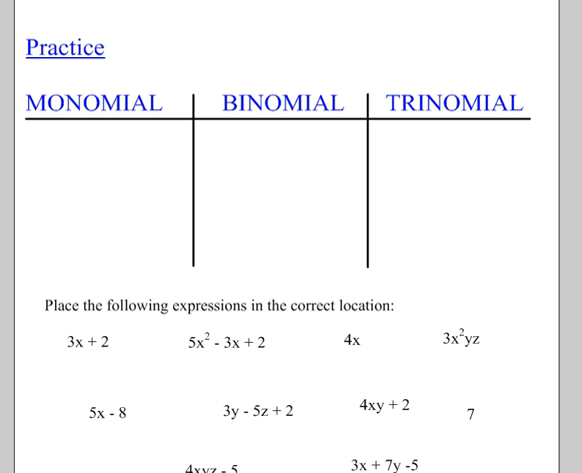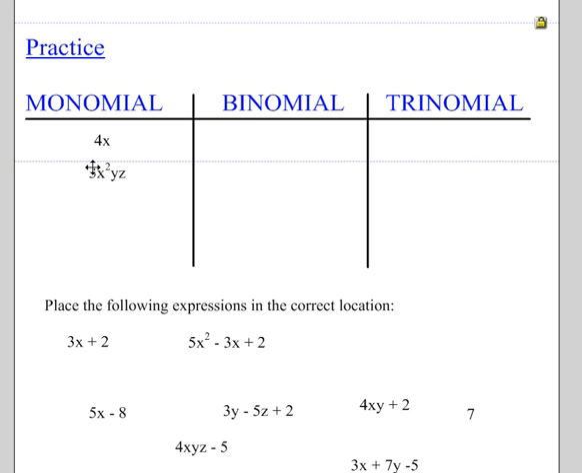So let's practice that. Here, what I want you to do is pause the video, try this on your own, and then check your answers. The big thing with finding out if it's a monomial, binomial, or trinomial is figuring out how many terms it has. The easiest way to do that is to check for plus or minus signs. If it doesn't have any plus or minus signs, it's only going to have one term, regardless of how many variables. So for example, 4x and 3x squared yz, even though that has a bunch of letters, it's only one term. 7, and that's it.